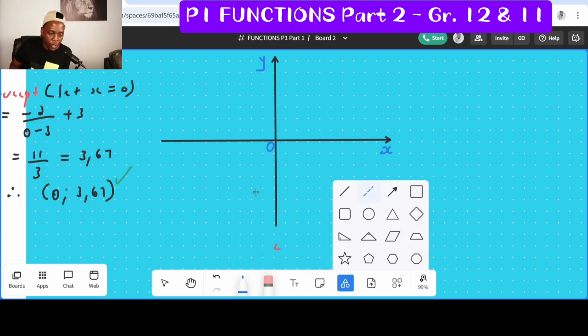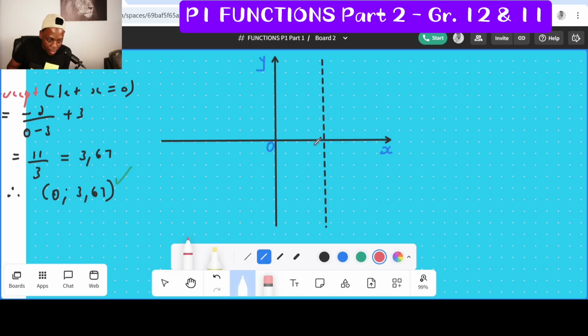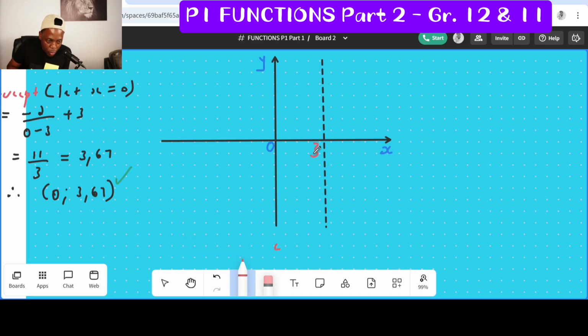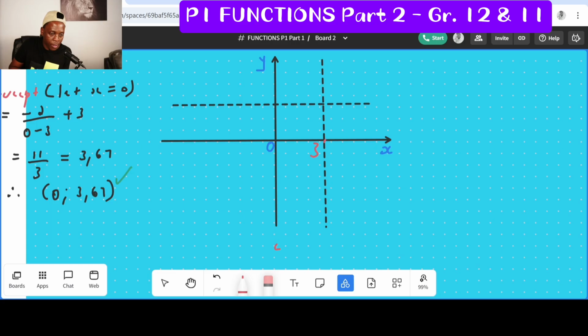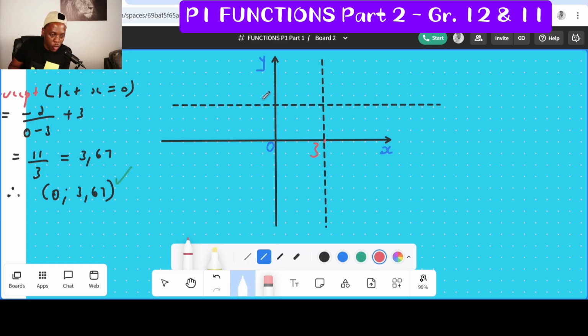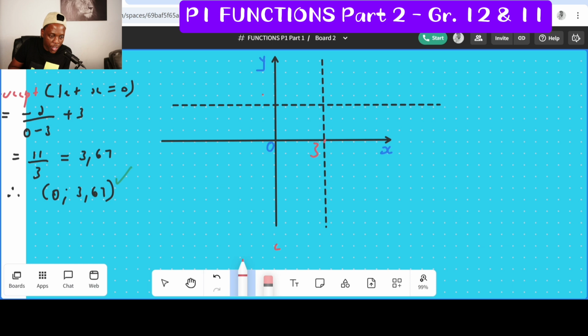We need our dotted lines at x somewhere here. The first asymptote is at x is 3, right here. The other asymptote will be at y is also 3. Right here.